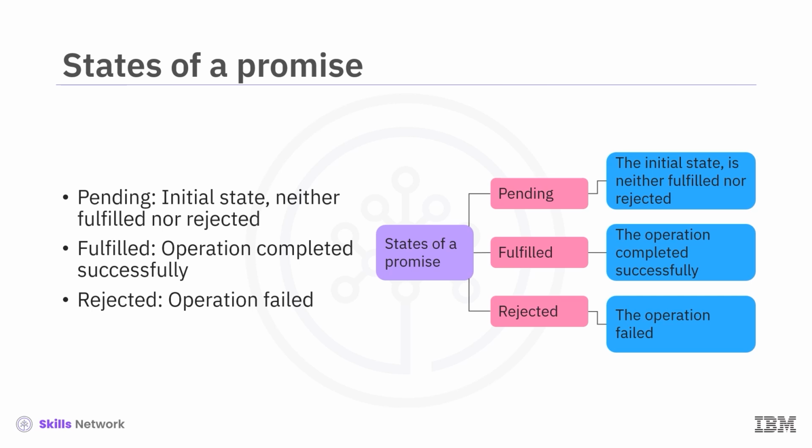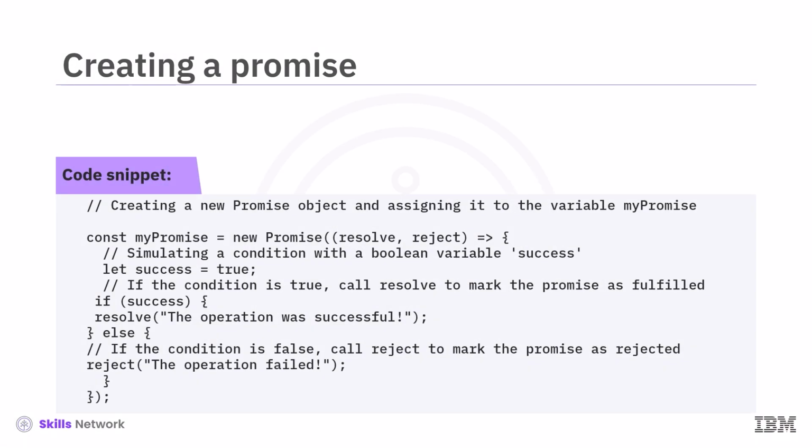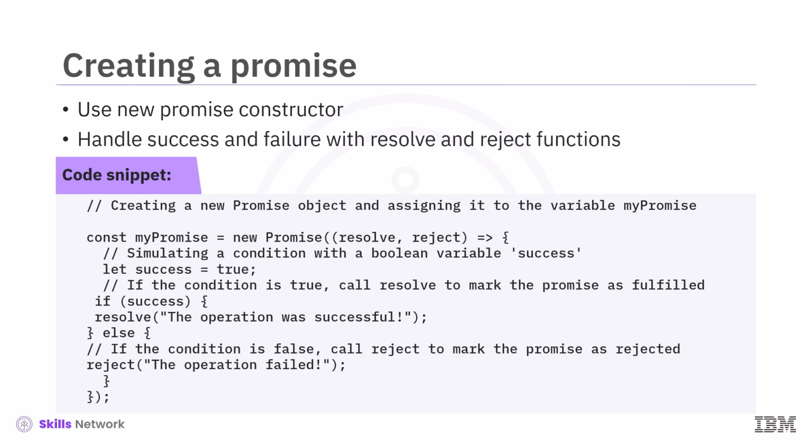Now, it's time to explore how to create a promise. In this code snippet, you can see the creation of a promise. To create a promise, we use the new promise constructor, which takes a function with resolve and reject as parameters. If your operation is successful, the resolve function is called. Otherwise, the reject function is called.